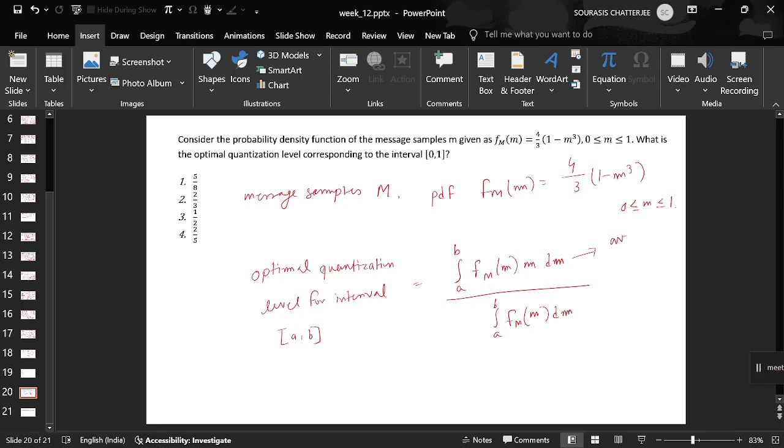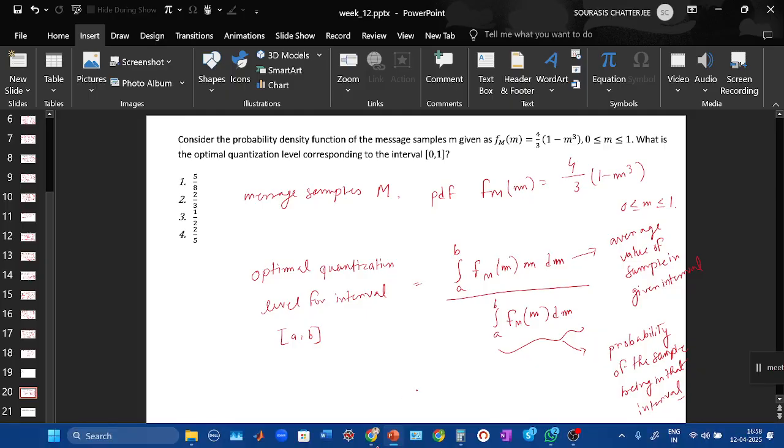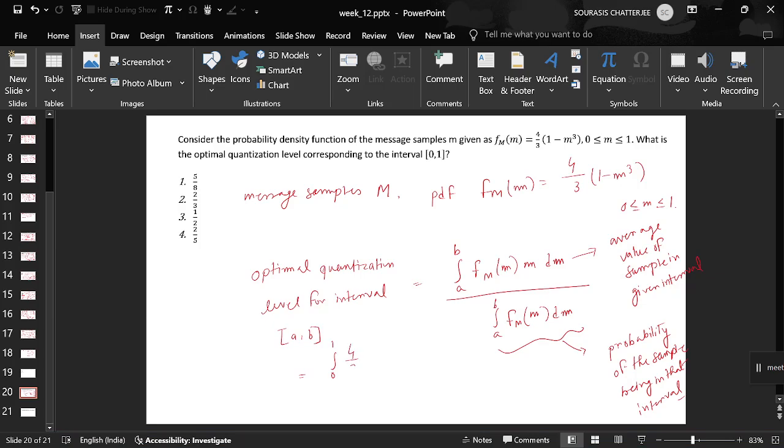So this one is the average value of sample in a given interval, and this here denotes the probability of the sample being in that interval. So this ratio gives you the optimal quantization level. So if I put the values here, the interval is 0 to 1, integral 0 to 1 of 4 by 3, 1 minus m cube, m dm, divided by integral 0 to 1 of 4 third, 1 minus m cube dm.